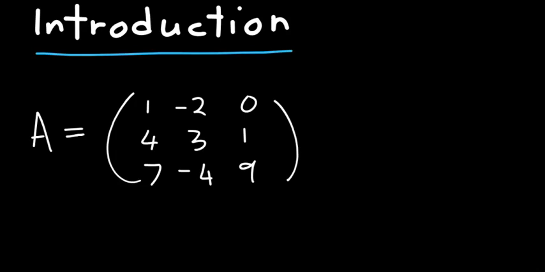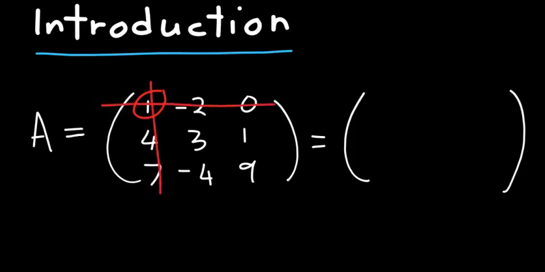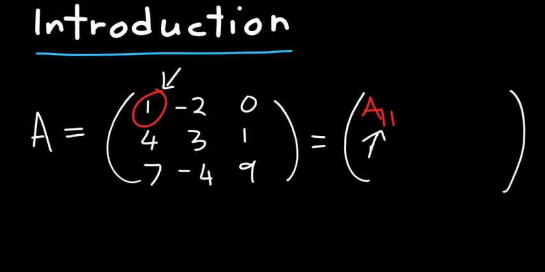Now let's get into the subject of labeling elements of a matrix. In this case, you have matrix A, which is a 3 by 3 matrix. So there are 9 elements in this matrix A. Let's look at element 1. Number 1 occupies the first row and the first column. So we can write it as A with indices 1, 1. The first index refers to the row that element 1 occupies, and the second index refers to the column it occupies.